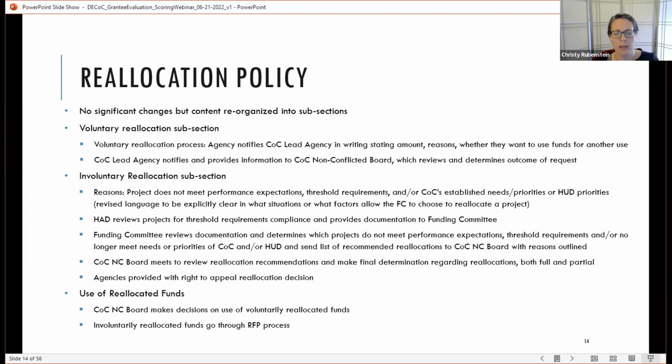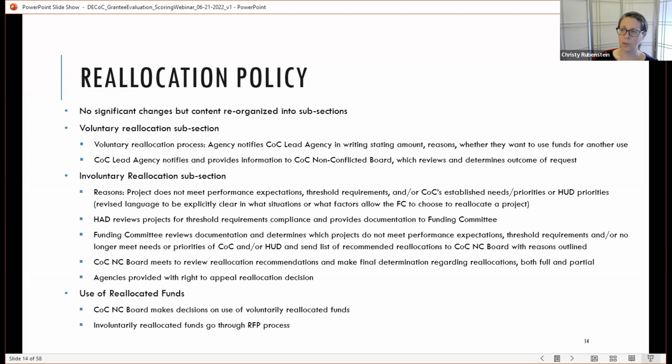So the process will be that HAD reviews projects for threshold requirement compliance and has to provide documentation to the funding committee. The funding committee will review that. They're going to look at threshold requirements, performance, and the needs in the community, and they can make recommendations to the board around any projects they think should be reallocated, either partially or fully. Then the board will review that information and make the final determination around whether a reallocation is going to happen, and if it does, the amount. Agencies will also have the right to appeal a reallocation decision. It's a pretty serious step to take funds, so there's always that appeal option.